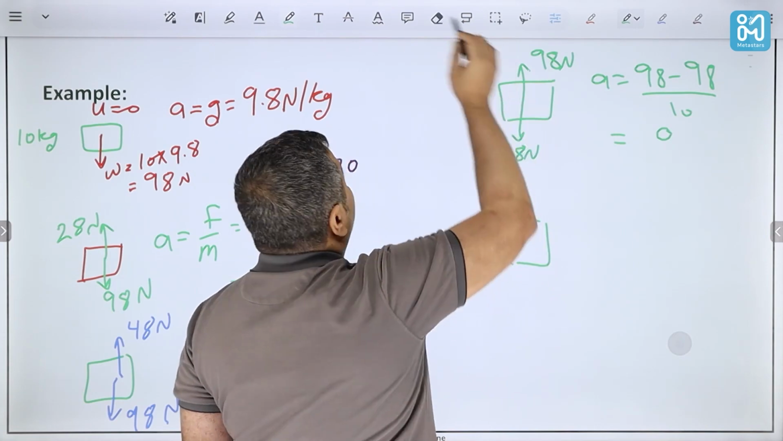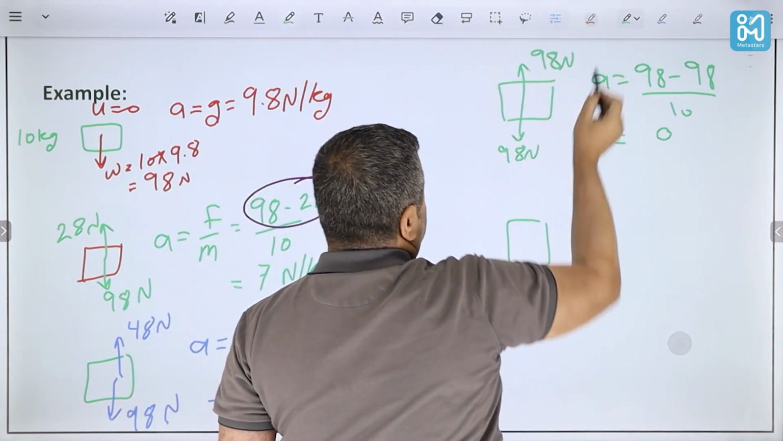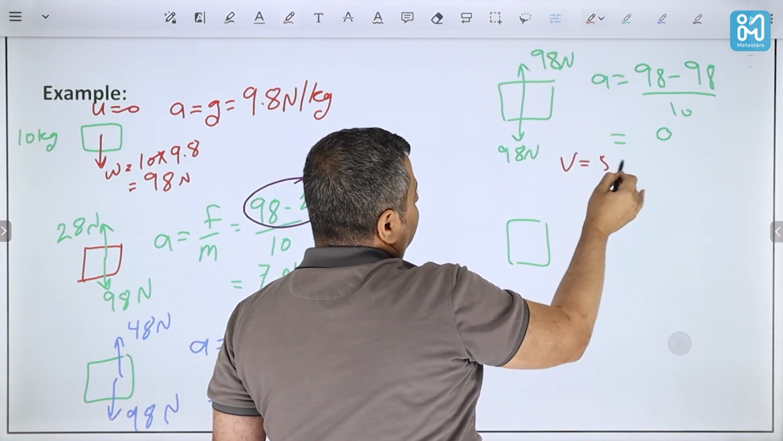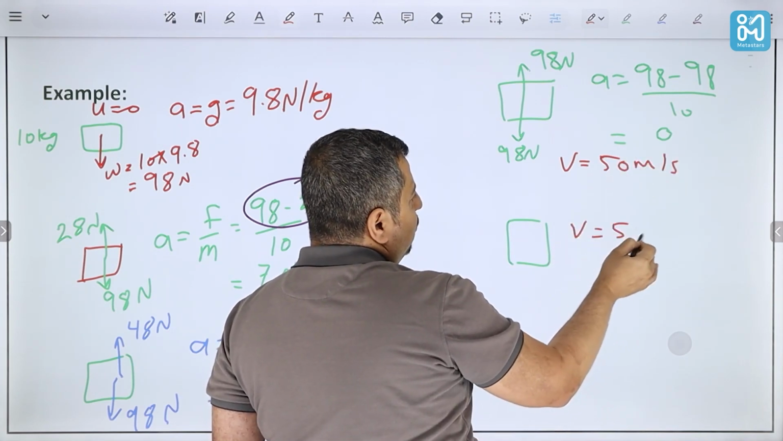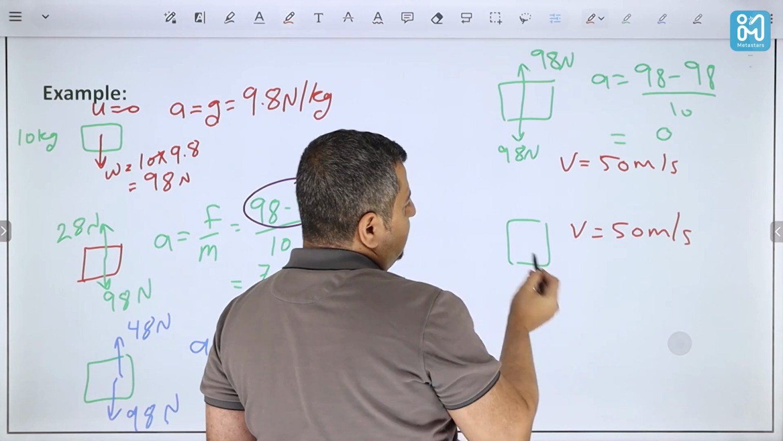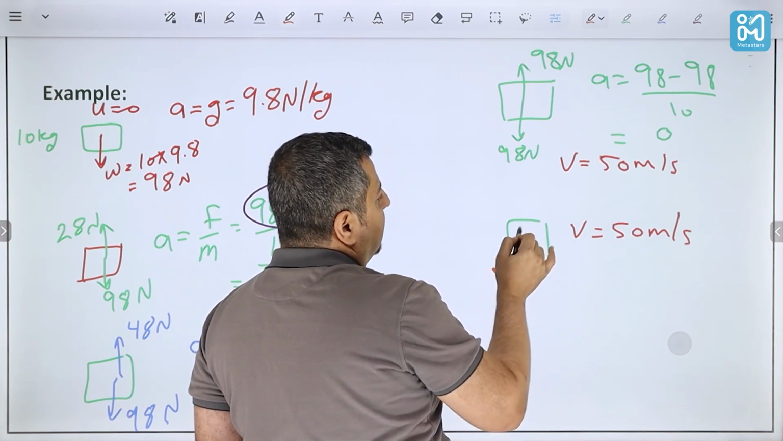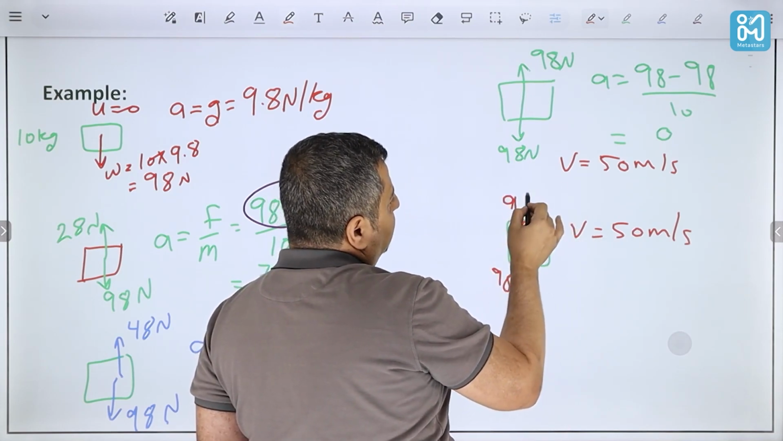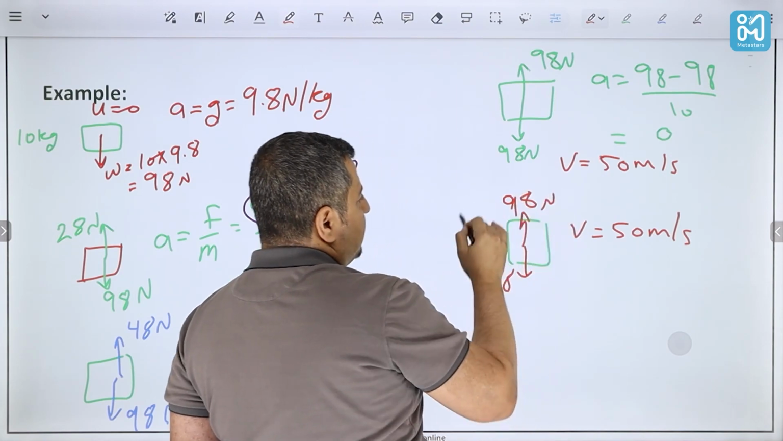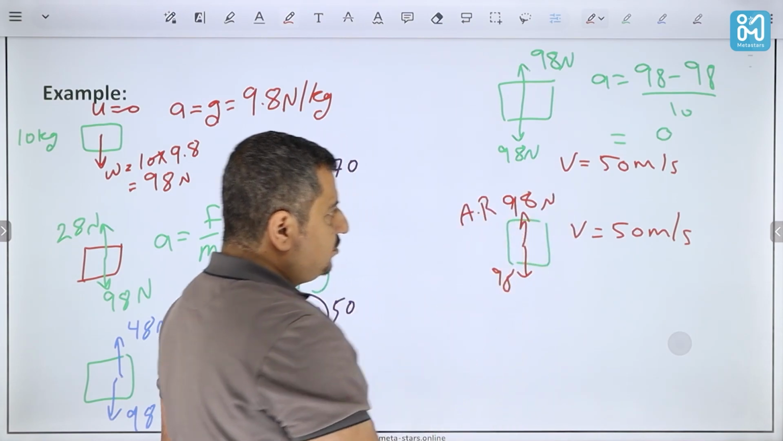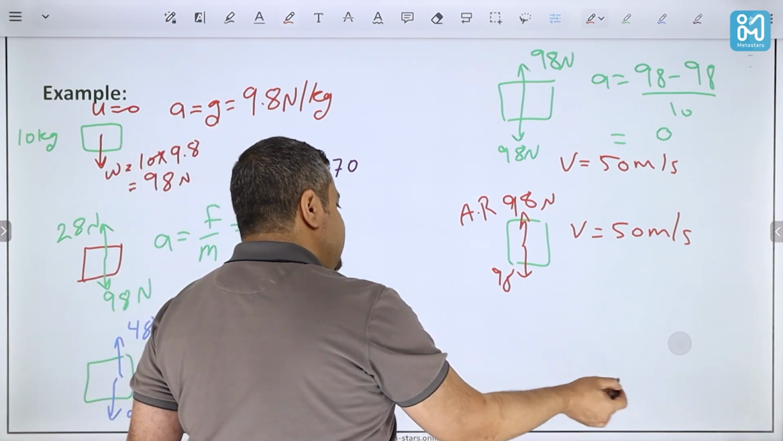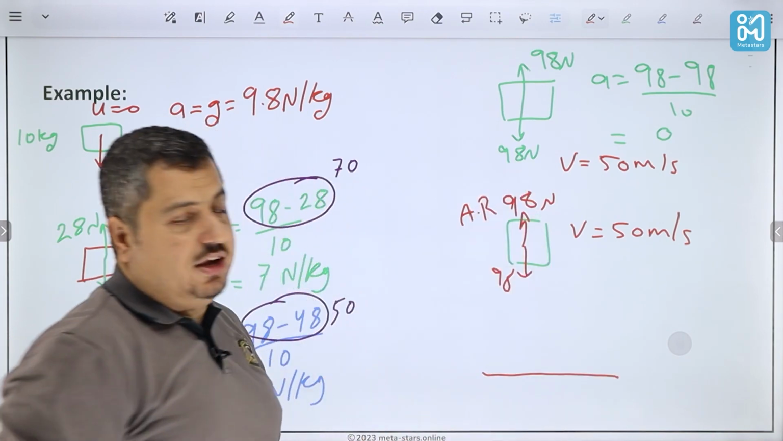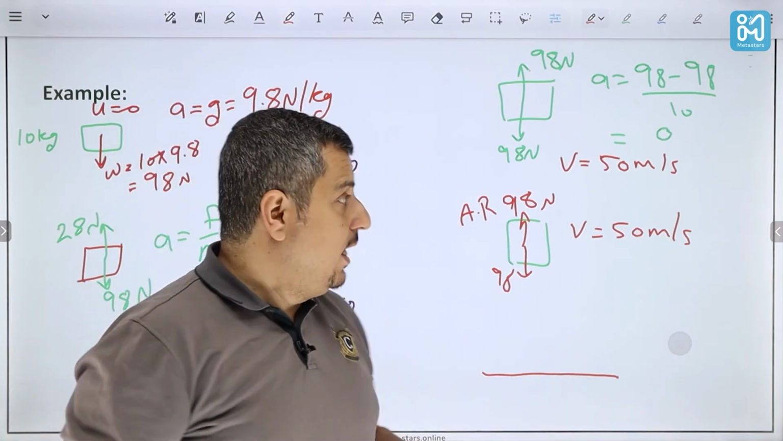Let's give it a value. Let's say that the speed here is 50 meters per second. So the object will keep moving with the same 50 meters per second because the 98 newtons of weight is balanced by the 98 newtons of air resistance. And if nothing changed, this will be the case until the object hits the ground, and that's it.